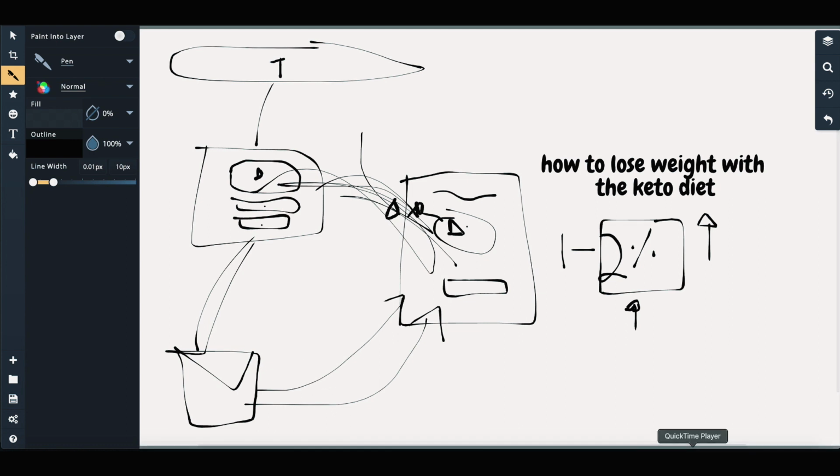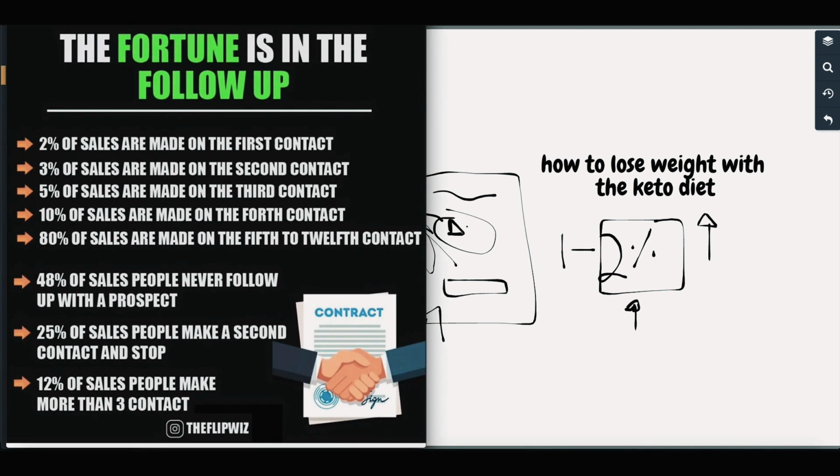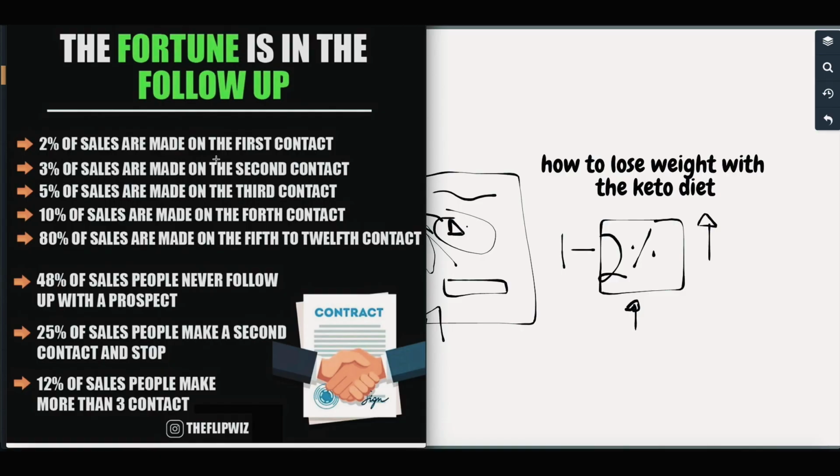And the reason is because this is that infographic that I was talking about. The fortune is in the follow-up. So if you're struggling with generating ClickBank sales, look at this. I mean, 2% of sales are made on the first contact, 3% of sales are made on the second contact, 5% of sales are made on the third contact, 10% of sales are made on the fourth contact, and 80% of sales are made on the 5th to 12th contact, okay?